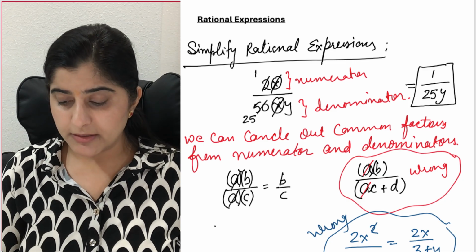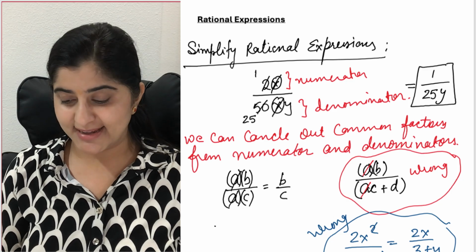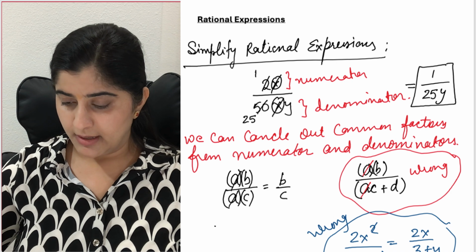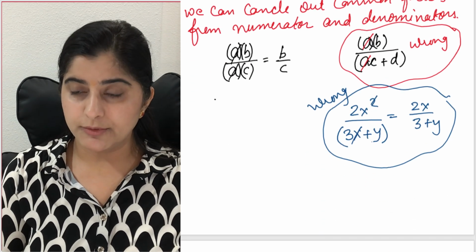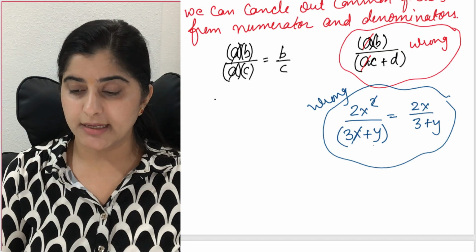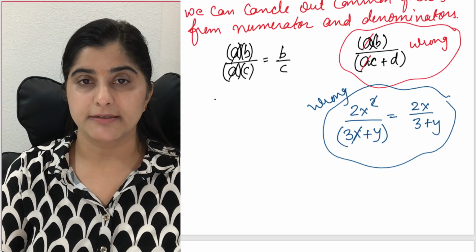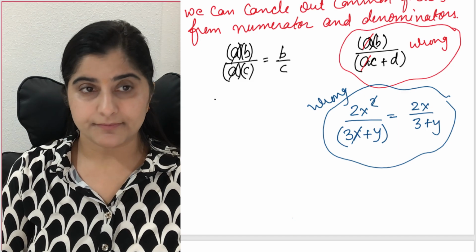Why is this wrong? Because in the denominator we have two terms which are connected with a plus or minus sign. So this is one factor. We cannot cancel out the terms inside the factor. We can only cancel out a factor with a factor.